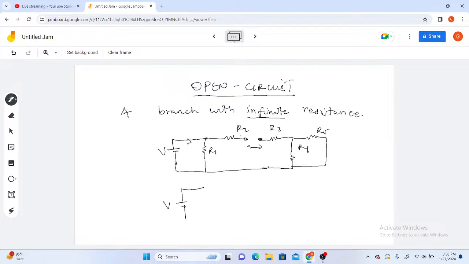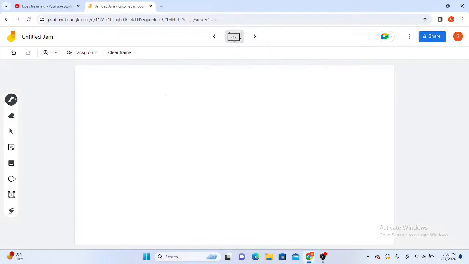Our V, then R1 like this. So this circuit is the same as this because R2, R3, R5 and R4 are all not active. And this is the concept of open circuit. So I hope you've understood short circuit and open circuit. As we proceed, we are going to apply this to find the effective resistance of some circuits.